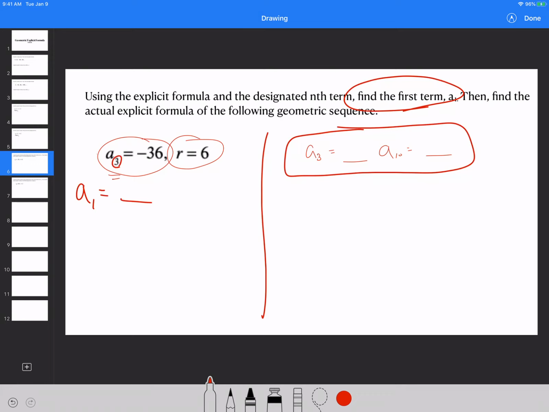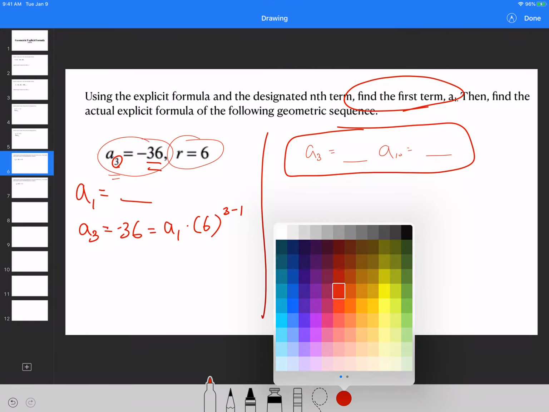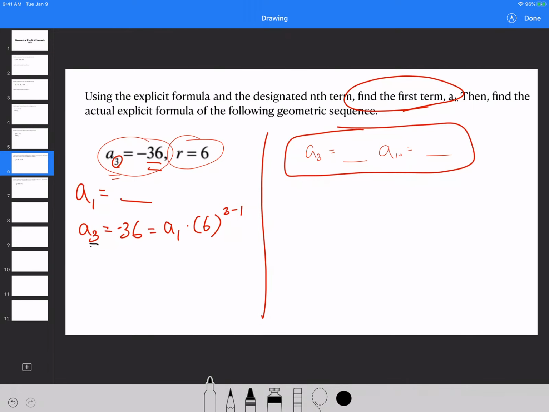Well, you have to use the explicit formula. a sub 3, which gives you negative 36, is also equal to the very first term times the common ratio raised to the power of n minus 1, which in this case is 3 minus 1, because we know the nth value here is 3. Now, negative 36 is equal to a sub 1 times 6 to the power of 3 minus 1. Well, 3 minus 1 is 2, and 6 to the square power is 36. Divide both sides by 36, and a sub 1 will simply become negative 1.